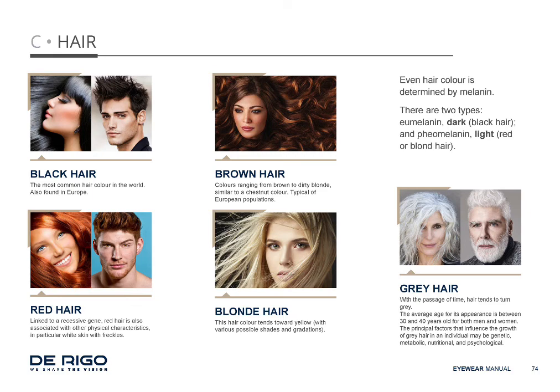Red hair is linked to a recessive gene, also associated with other physical characteristics, in particular, white skin with freckles. Blonde hair tends toward yellow, with various possible shades and gradations. Gray hair refers to hair that turns gray with the passage of time. The average age for its appearance is between 30 and 40 years old for both men and women. The principal factors that influence the growth of gray hair in an individual may be genetic, metabolic, nutritional, and psychological.